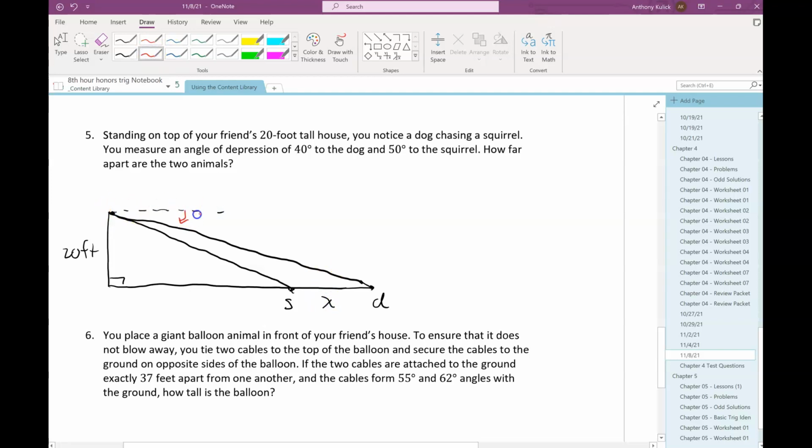So remember, the angle of depression is always measured from the line of sight. So far, so good. So this is 40. And this is 50. And I want to find that x. What I notice is that HD minus HS should equal x, right?